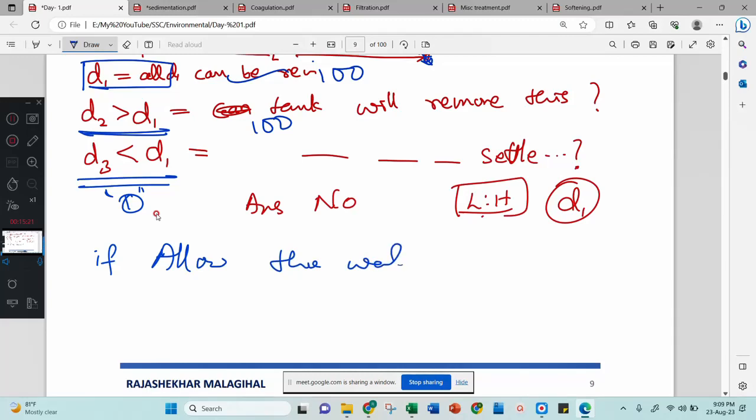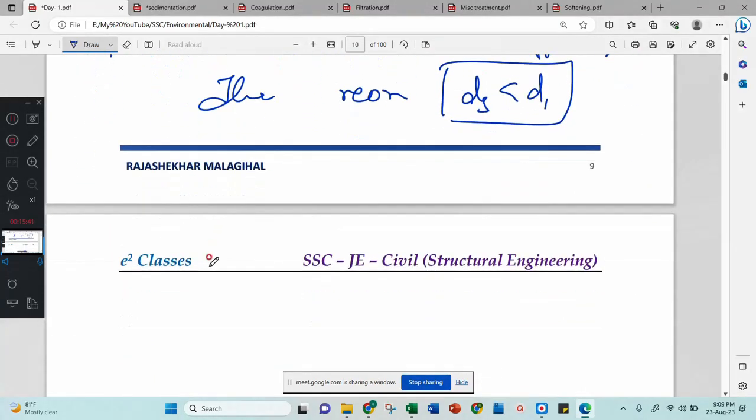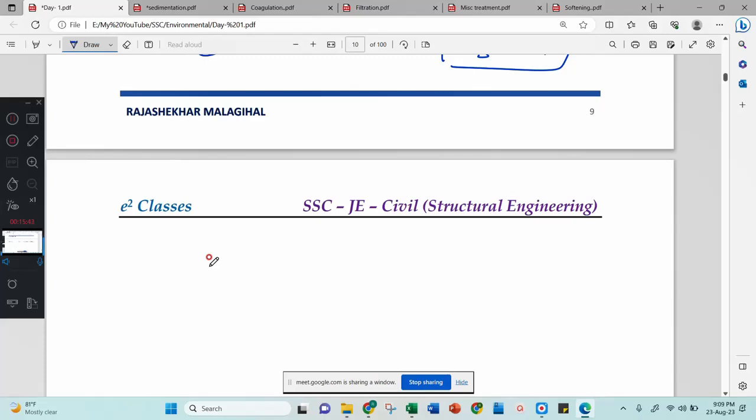If you allow the water to some different height, then you can remove d3 particles also, you can remove some d3 particles, right? Now the question comes here, how to get this d3 particles? May I count all the particle diameter and d3?